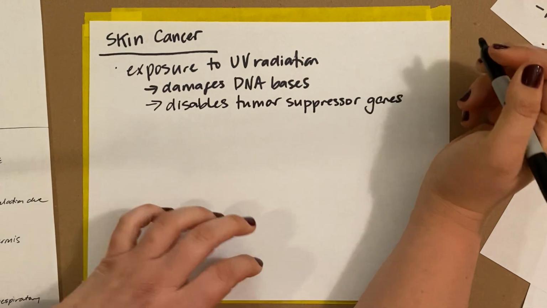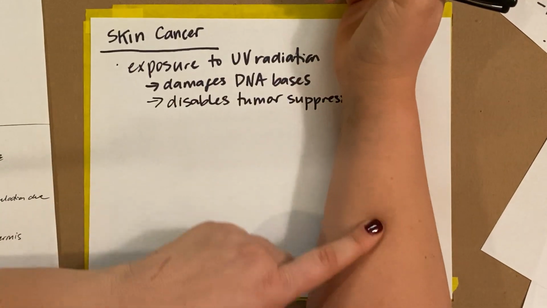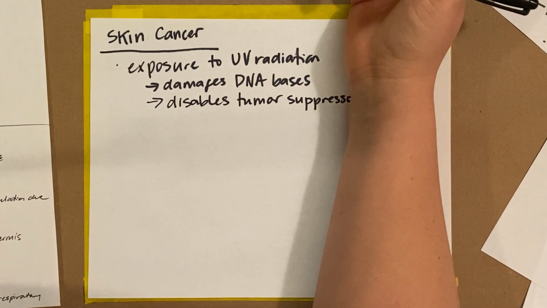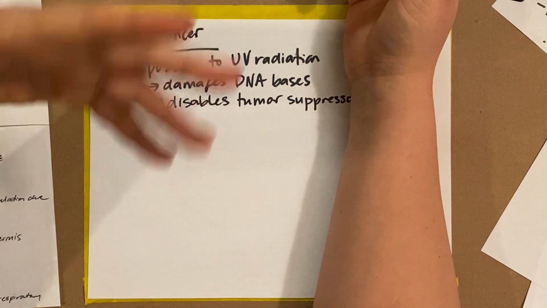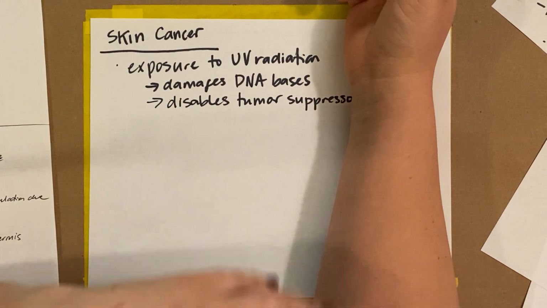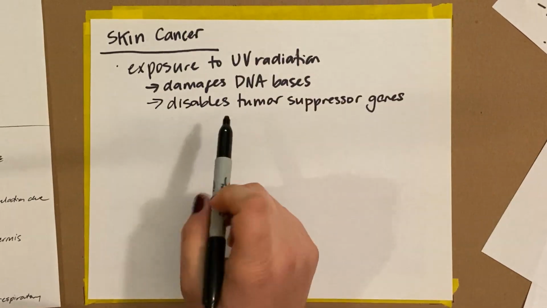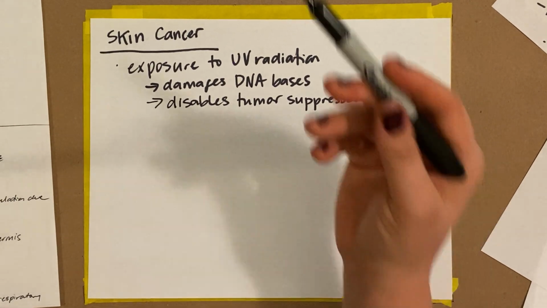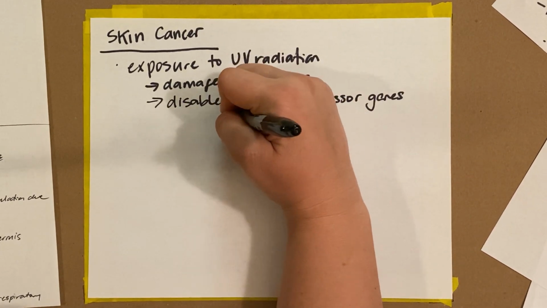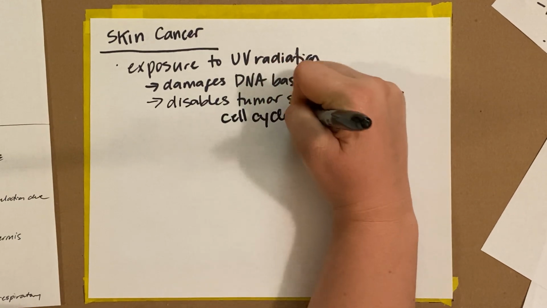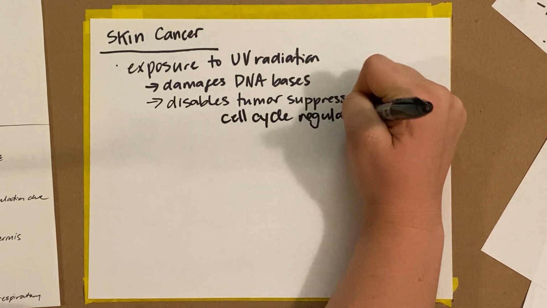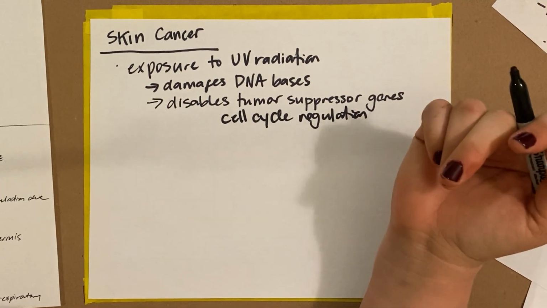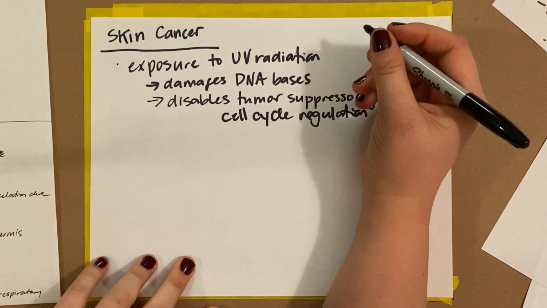Okay, and so what's really bad is that the skin has cells that are really good at reproducing. We have these stem cells, and so they're very good at being able to do mitosis and renew themselves. The tumor suppressor genes are often very important in the cell cycle, so cell cycle regulation. And if anything happens to the cell cycle regulation, then cancer is one of the results that can happen.